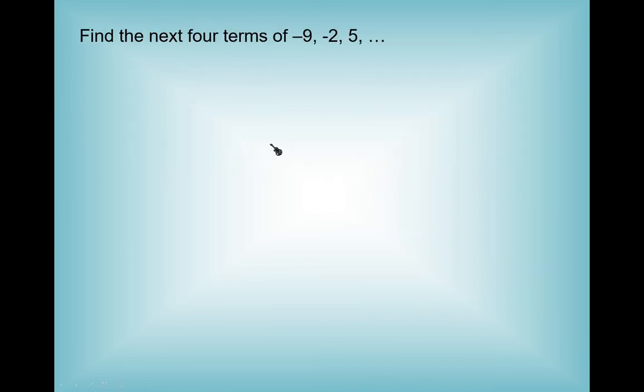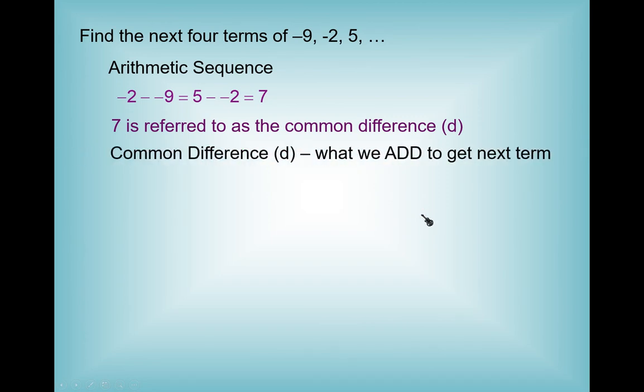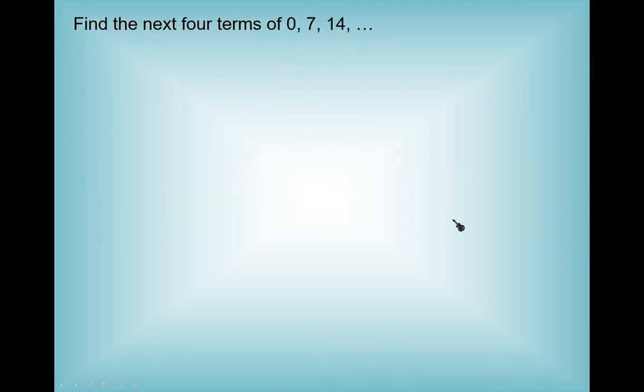Next 4 terms of negative 9, negative 2, and 5. So ang kanyang arithmetic sequence ay 7. 7 is referred to as the common difference. Common difference is what we add to get the next term. So next 4 terms: 12, 19, 26, 33.